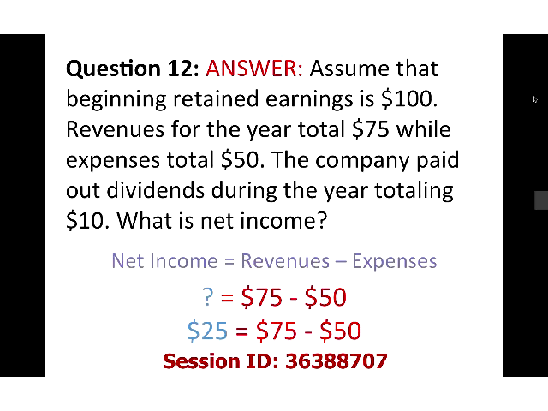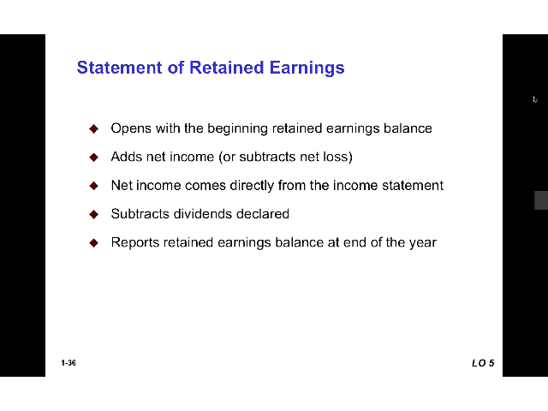Okay, so we are leaving the income statement now. We are going on to the statement of retained earnings. Now, the statement of retained earnings is basically saying retained earnings is this cumulative total of all our earnings to date. So we start with the beginning retained earnings balance. We add net income or subtract net loss. That net income comes from the income statement, and then we subtract dividends declared, and it ends up with our ending retained earnings.